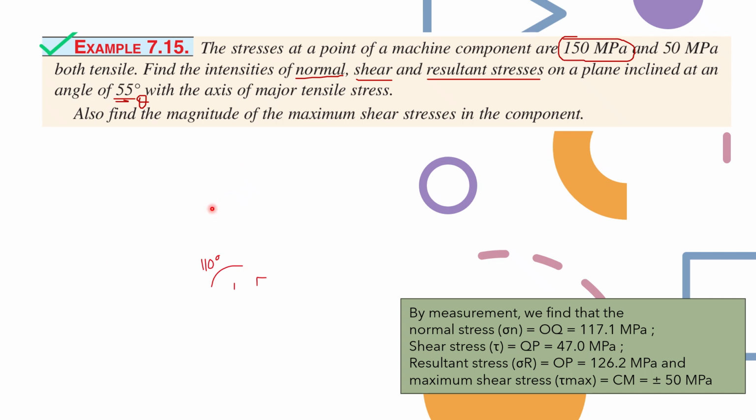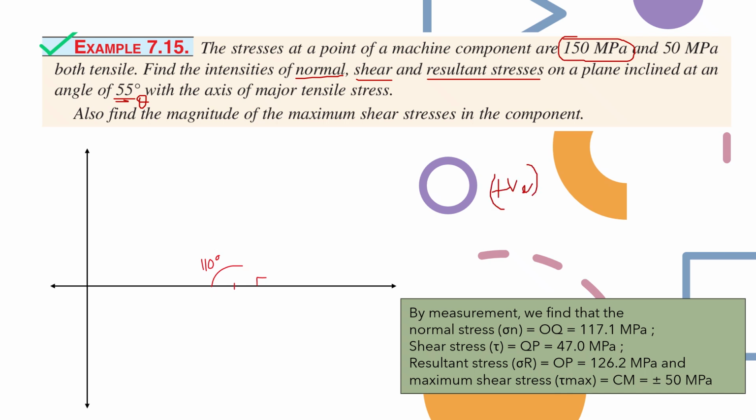Moving forward, first of all, what we have to do is set up a coordinate system, and remember that we have to put this coordinate system on graph paper. After putting it on the graph paper, as we are given two tensile stresses, both the stresses are tensile, so that means both will be positive, in the positive direction or on the positive axis.